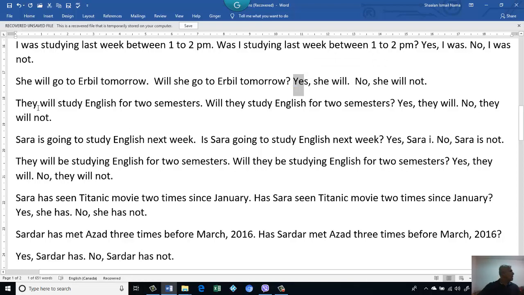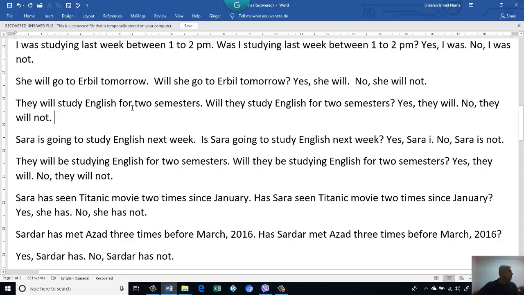If we have sentences like this, they will study English for 2 semesters. Same formula. We're going to say, will they study English for 2 semesters? Yes, they will, or no, they will not.